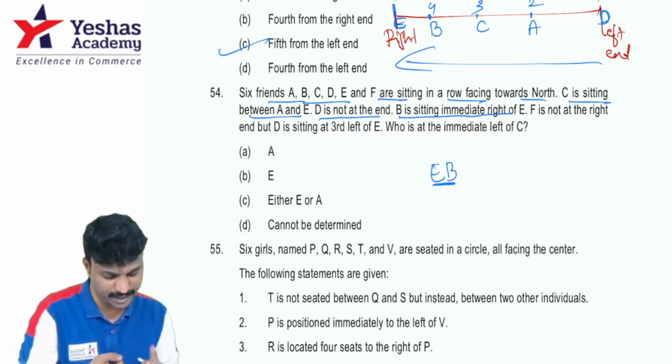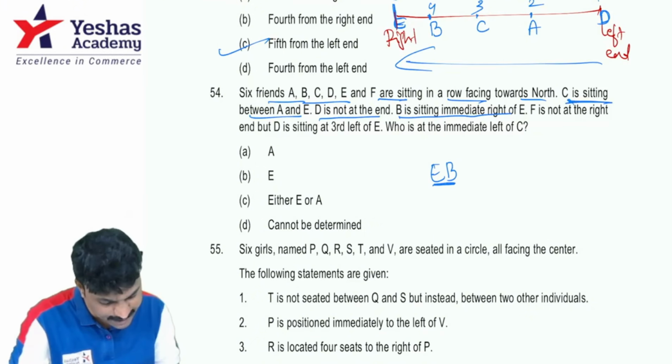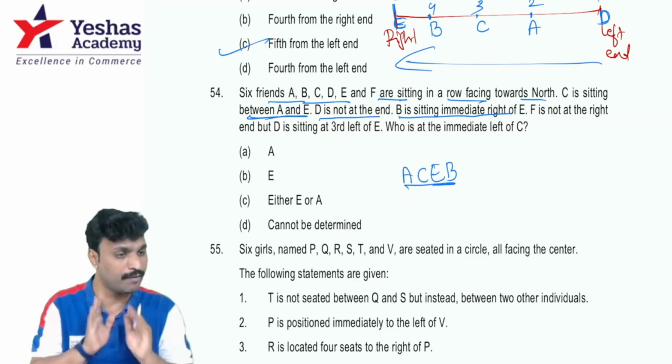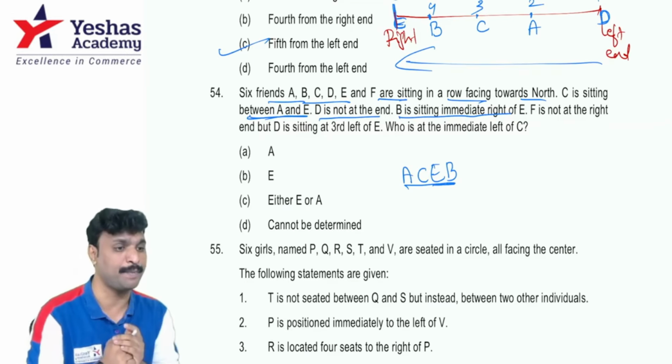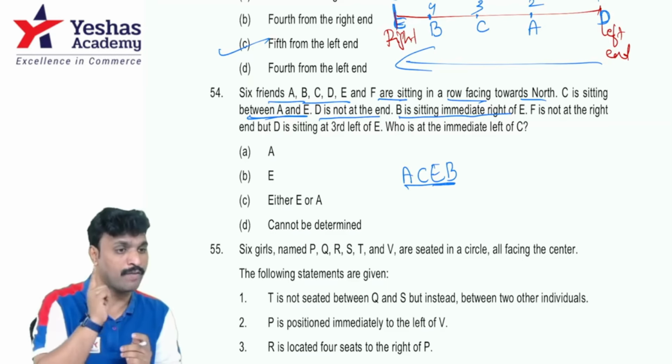Always find the statement connected to E and B. C is sitting between A and E. That definitely C should be here and A should be over here. How many persons have marked? 4 persons have marked. 2 more are remaining. Now, always find the statement connected to the people whom we have already marked.